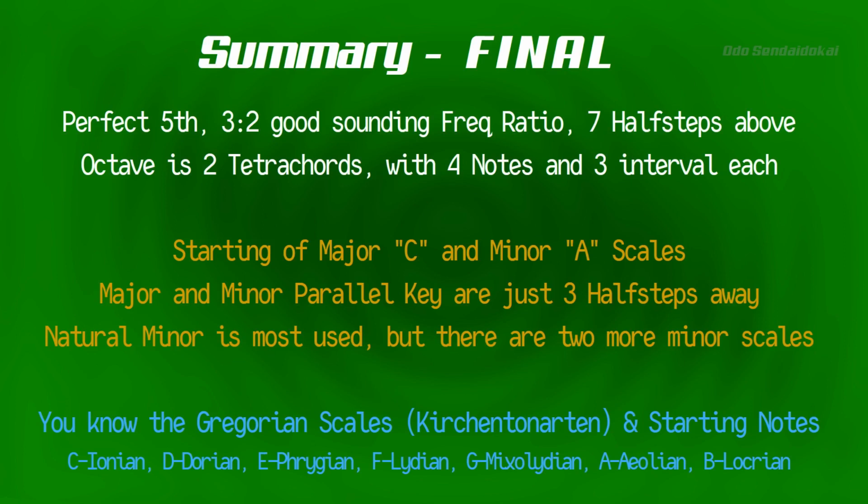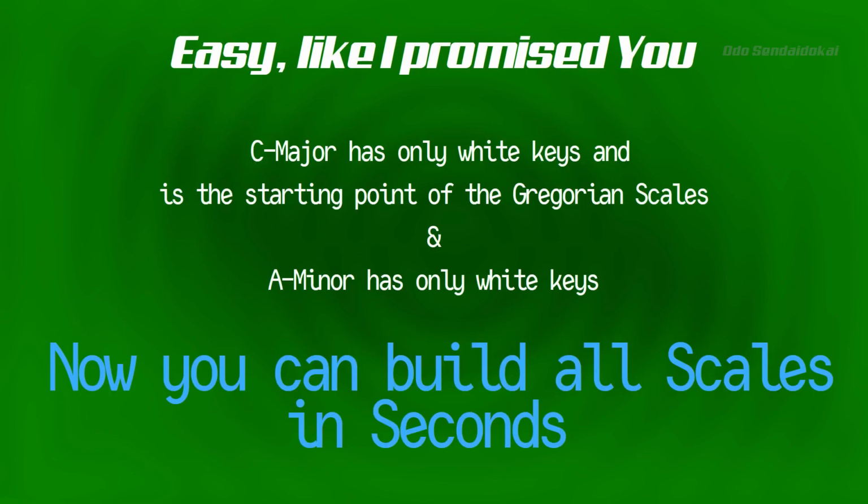You know the Gregorian scales, Ionian, Dorian, Phrygian, Lydian, Mixolydian, Aeolian, Locrian, with their white key bass notes C Ionian, D Dorian, E Phrygian, F Lydian, G Mixolydian, A Aeolian, B Locrian. Now you know that C major has only white keys and is the starting point of the Gregorian scale, and A minor has as well only white keys. You can easily build every pitch in those scales in seconds. You see, it is very easy to understand, to use and build every scale I explained, because you only have to know C and A and how to count to 4.